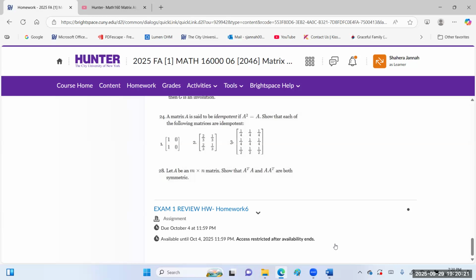The review sheet homework is due before Saturday midnight. And I'm not going to extend that because after midnight, I'm going to put up the solution.